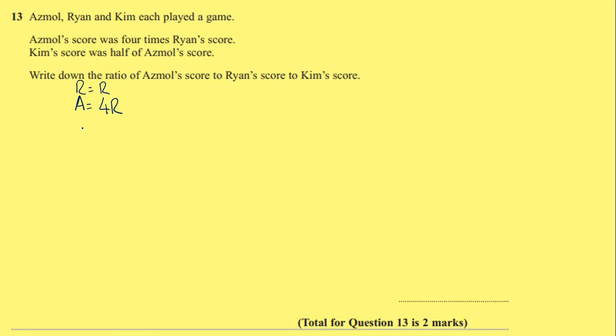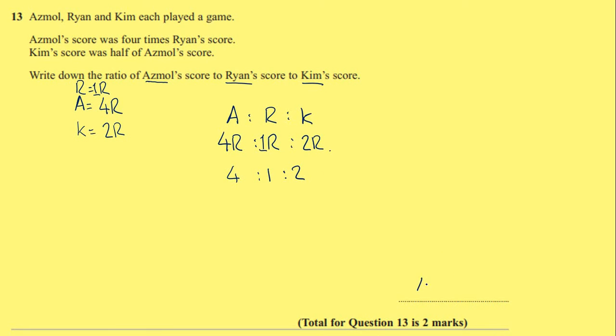Kim's score was half of Asmal's score. But what's half of 4R? Well, that would be 2R, wouldn't it? Now what we wanted was the ratio of Asmal to Ryan to Kim. So A to R to K. Now Asmal is 4R, Ryan is 1R, and Kim is 2R. That's still 1R that we don't always write down, but it's useful in this case. Now, given that as a ratio, that's almost done, but actually we don't need these R's anymore. 4 to 1 to 2. And there we go, 4 to 1 to 2.